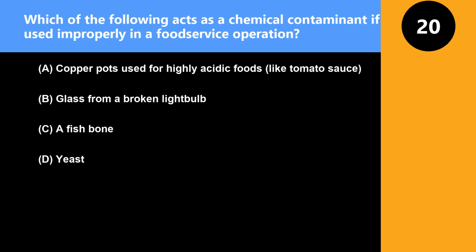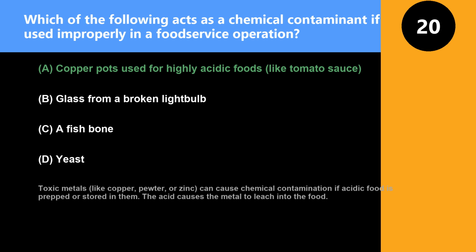Question 20. Which of the following acts as a chemical contaminant if used improperly in a food service operation? Option A, copper pots used for highly acidic foods, like tomato sauce. Option B, glass from a broken light bulb. Option C, a fish bone. Option D, yeast. The correct answer is option A, copper pots used for highly acidic foods, like tomato sauce.